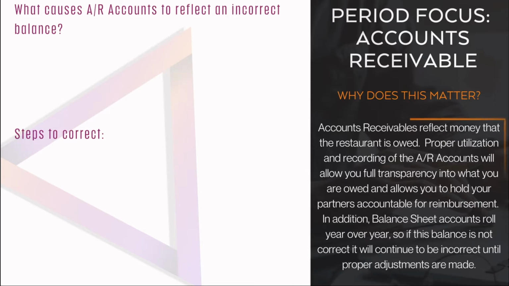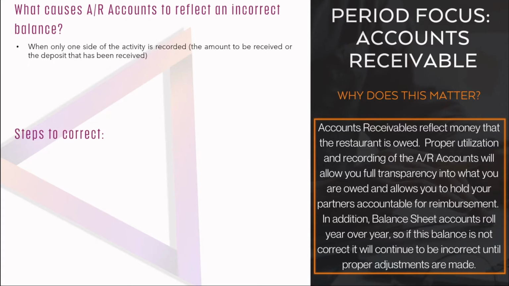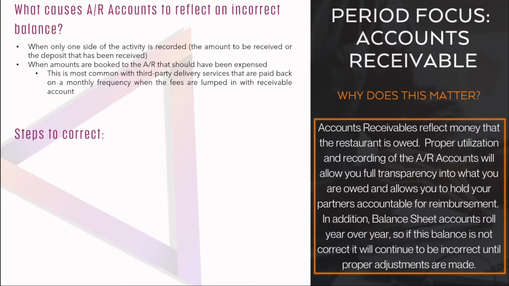When it comes to accounts receivable, it is critical that they are reviewed often because they reflect money that the restaurant is owed. In addition, balance sheet accounts roll year over year, so if the balance is not correct, the impact can be substantial. There are several activities that can cause an AR account to get out of balance. The most common is that only one side of the transaction is reported. Another common mistake is that amounts are booked to the AR account that should have been expensed. This is common with third-party delivery services when the fees are booked into the AR account instead of expensed. And lastly, when bank reconciliations are not answered correctly.